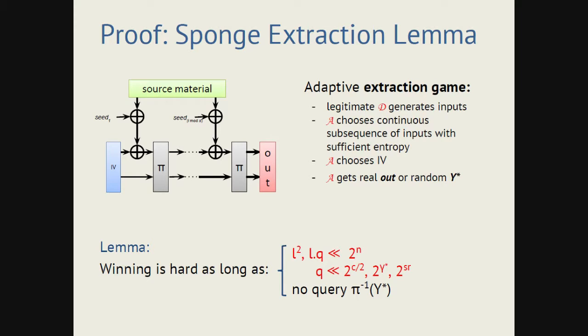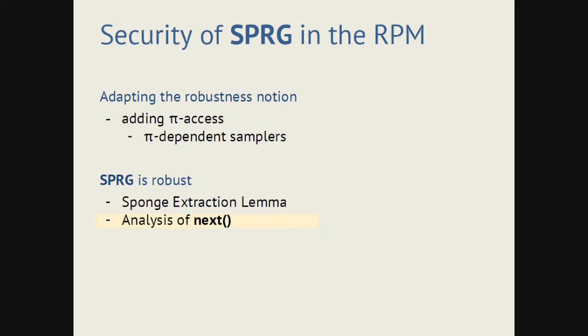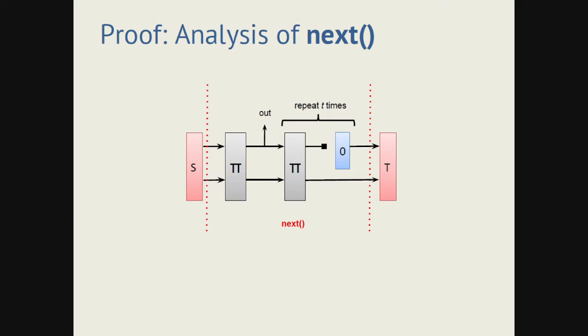And on the other hand, it will not be a problem for us, because when we use this lemma later in the proof, it turns out that we use it only for a restricted class of adversaries for which we can show that it would be difficult to ask such a question, such a query. So this is our sponge extraction lemma. And the second part of the proof that I want to briefly sketch is the analysis of the next procedure of the PRNG. Remember that the next procedure looks like this.